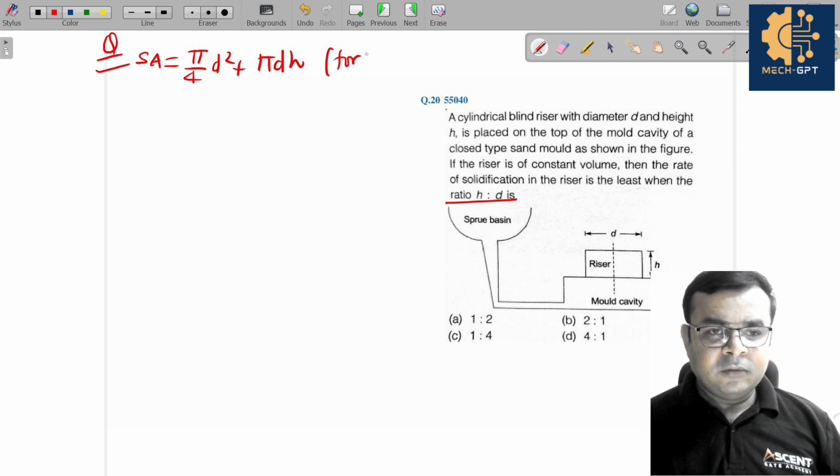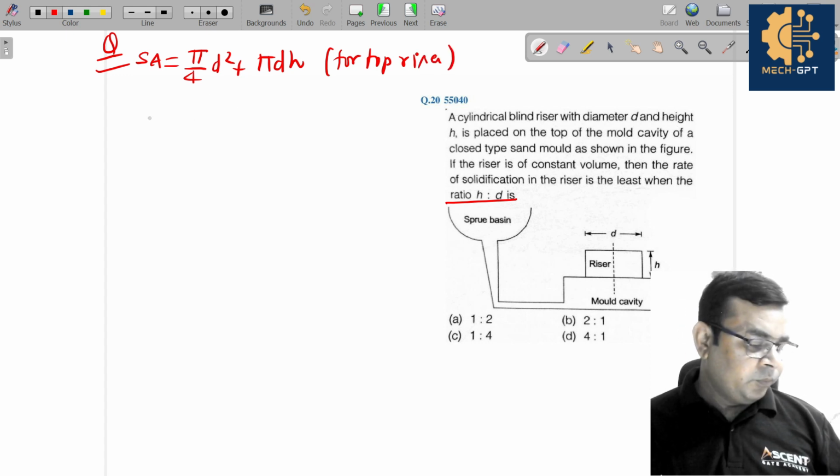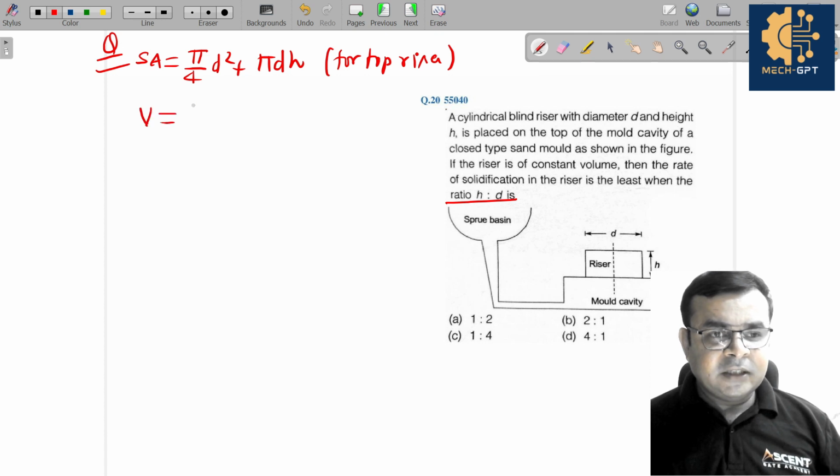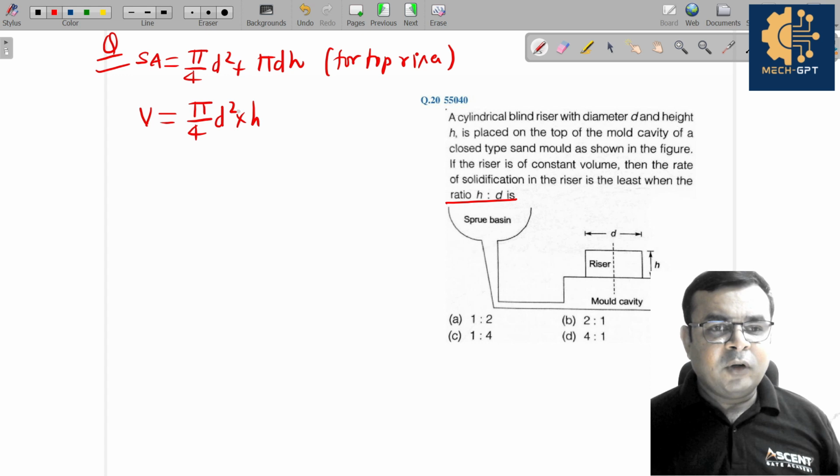Correct? For the top riser. Is it clear? And in the bottom riser we multiply with 2. And what about the volume of the riser? This is nothing but pi by 4 d square into h. This is the volume of the riser.